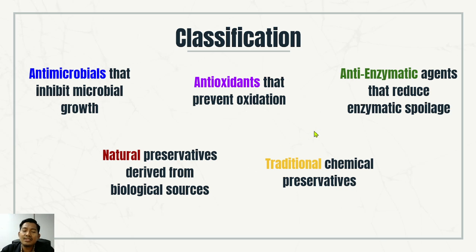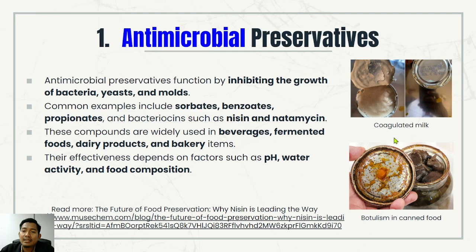So the classification of food preservatives can be divided into at least 5. First, antimicrobial that inhibits microbial growth. Secondly, antioxidant that prevents oxidation. Anti-enzymatic agent that reduces enzymatic spoilage. Natural preservative derived from biological resources, and traditional chemical preservative. So after this you can differentiate the preservatives.